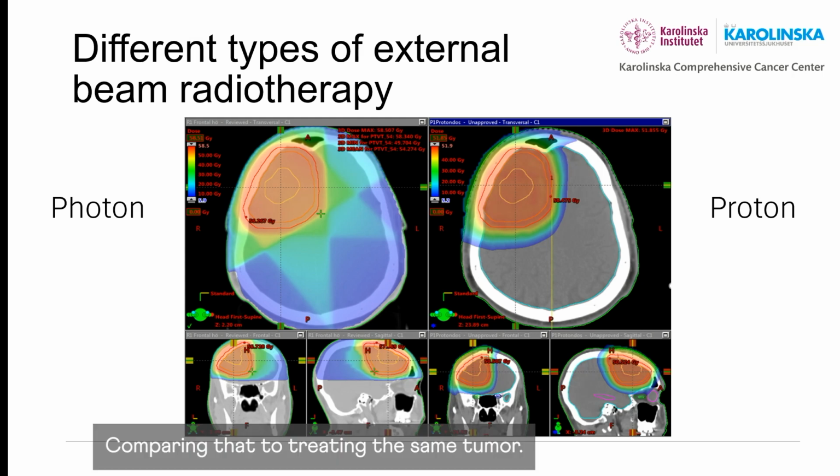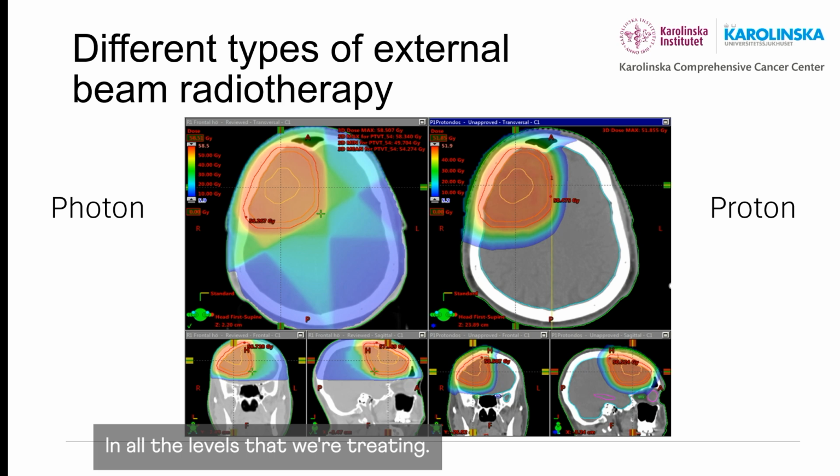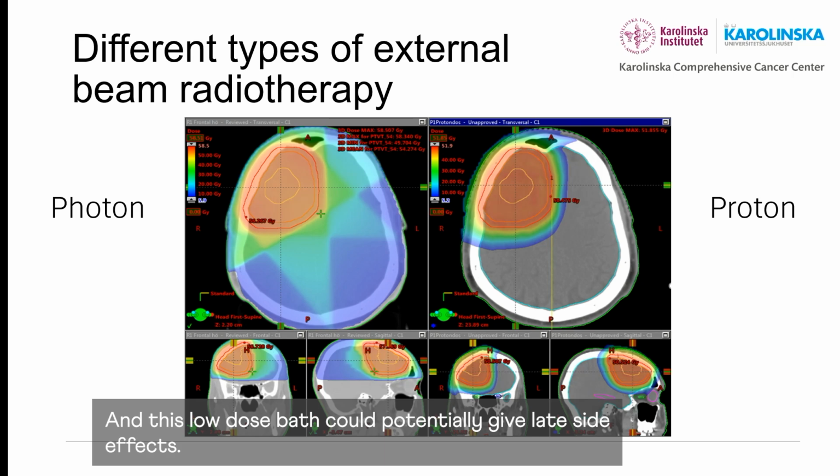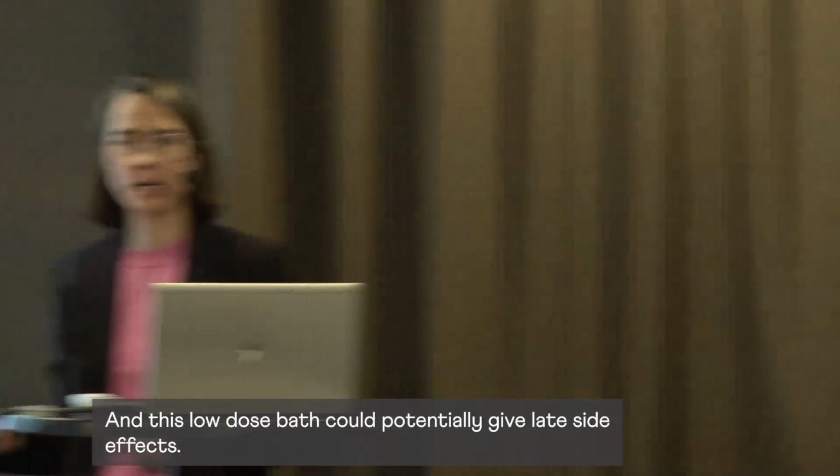Comparing that to treating the same tumor, but with photons, you see the same nice high conformal dose around this target that we want to irradiate, but around it we can see a low dose bath in all the levels that we are treating. And this low dose bath could potentially give late side effects.